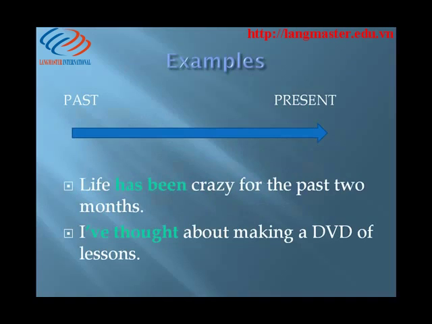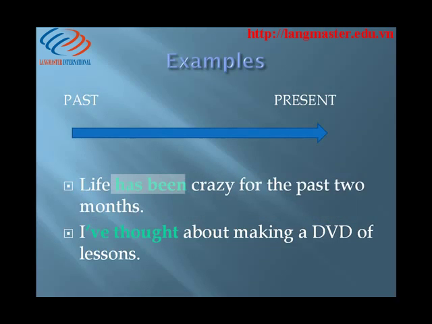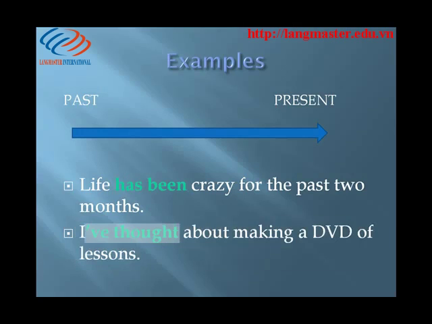Let's be certain you understand the first reason for using the present perfect, which is to make a connection between the past and the present. Our first example: life has been crazy for the past 2 months. My current situation then is crazy, and by using the present perfect, I'm telling you that it was crazy in the past and it continues to be crazy now. Second example: I've thought about making a DVD of lessons. Here, by using the present perfect, I'm telling you that I had this thought in my mind in the past, and I continue to have it in my mind now, in the present.